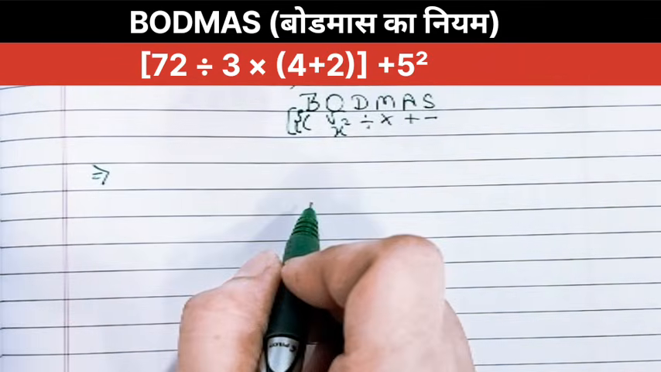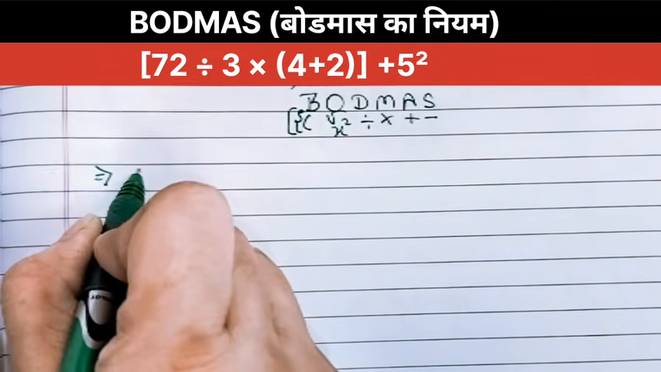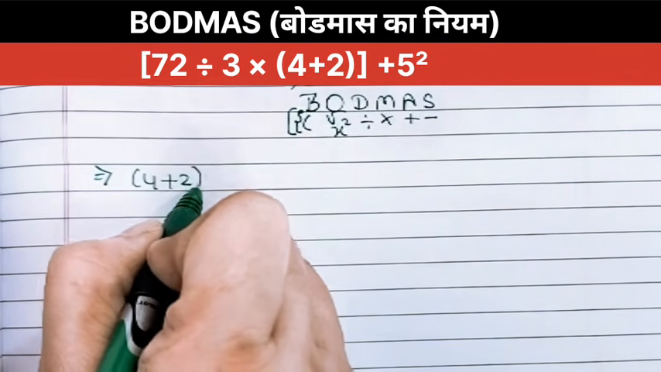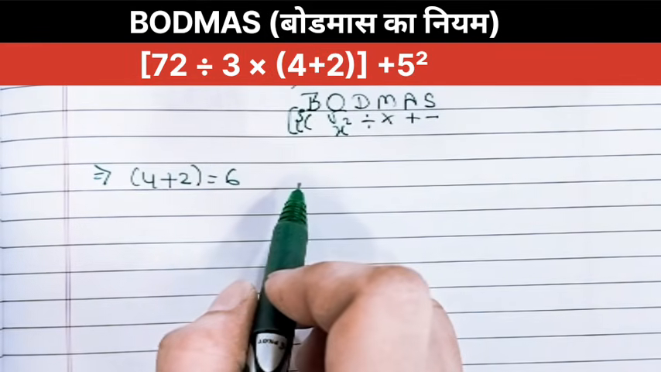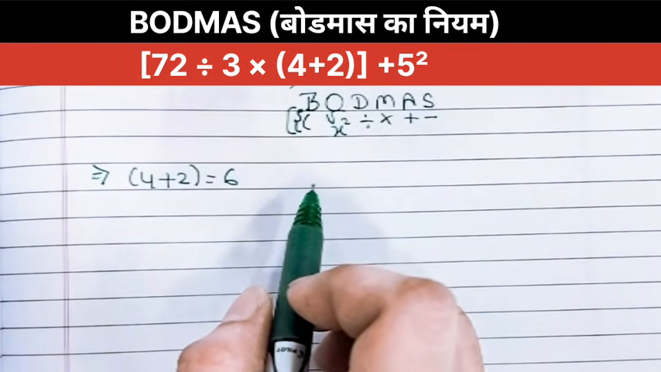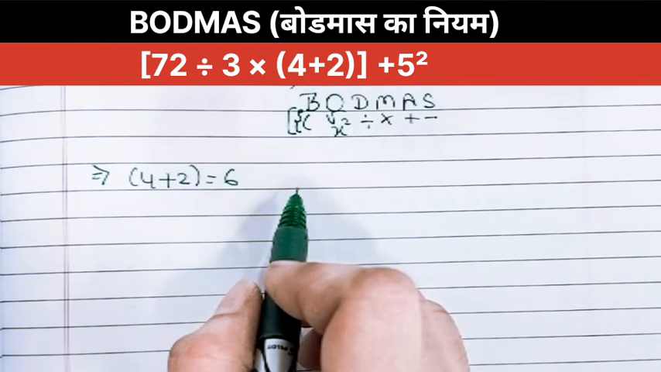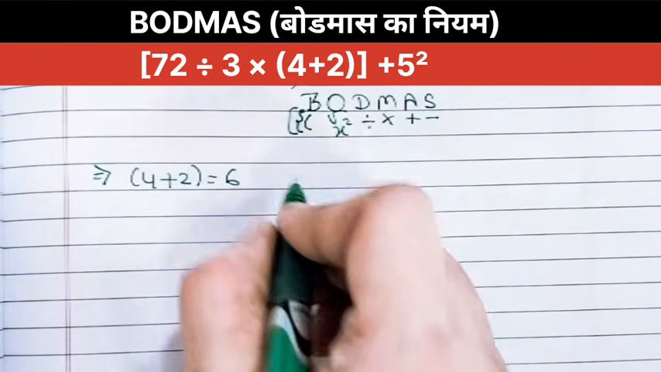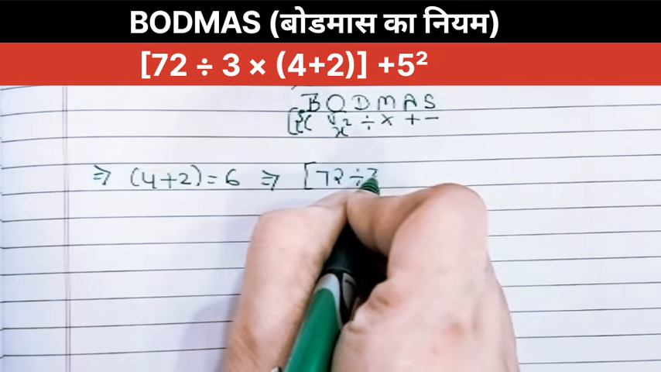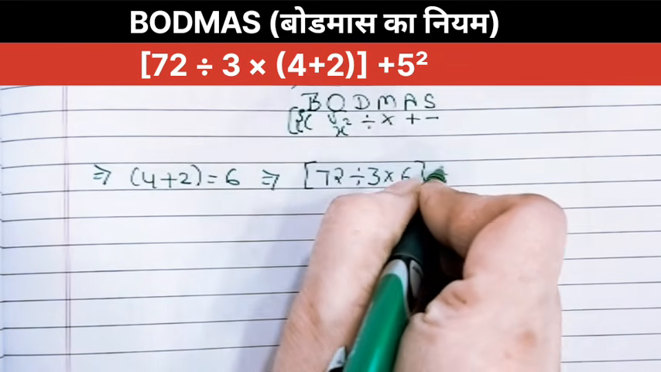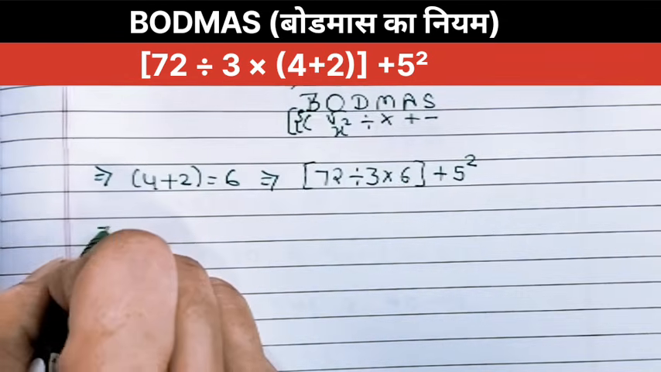First step, solve the innermost round brackets. In this expression, there is a 4 plus 2. Now solve this, we get 6. According to this step, B in BODMAS stands for bracket. You must always solve the innermost bracket first to clear them out before moving to the outer operations. And now the current expression becomes square bracket 72 divided by 3 multiplied by 6 square bracket, plus 5 square.